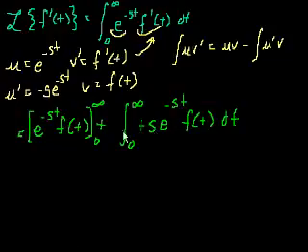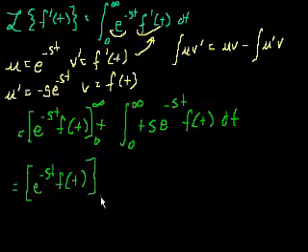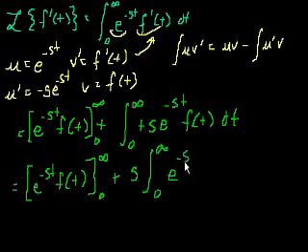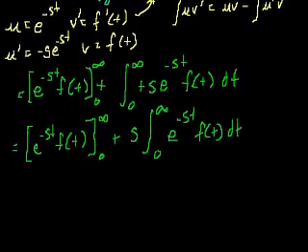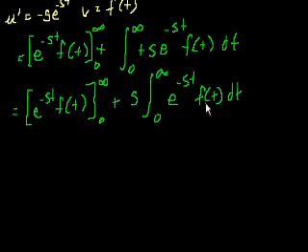This s is just a constant, so we can bring it out. So that is equal to e to the minus st f of t evaluated from 0 to infinity, or as we approach infinity, plus s times the integral from 0 to infinity of e to the minus st f of t dt. And here we see, what is this? This is the Laplace transform of f of t, right? So this is equal to, let's evaluate this part.